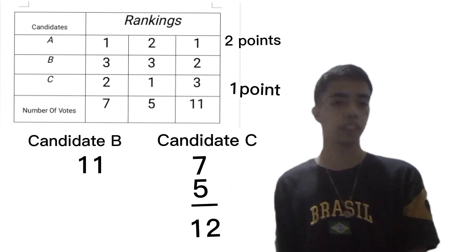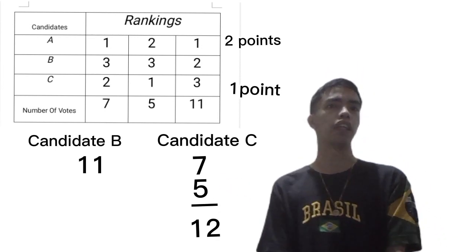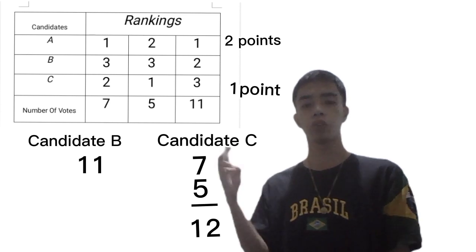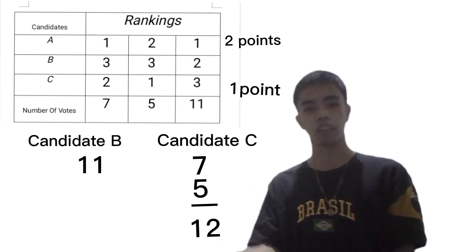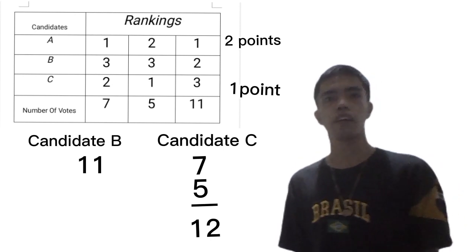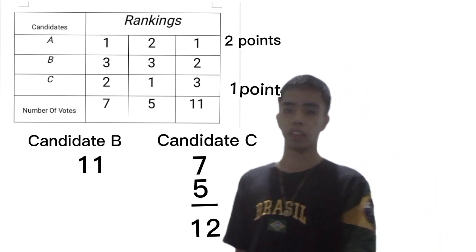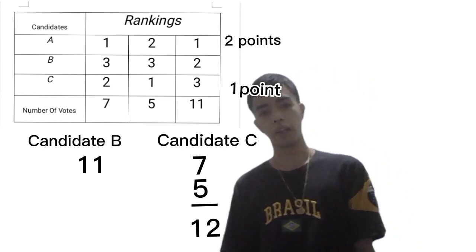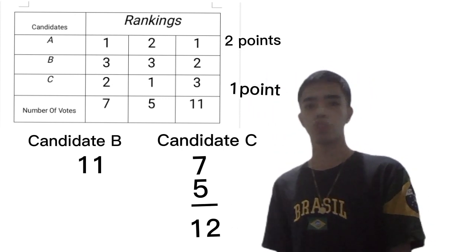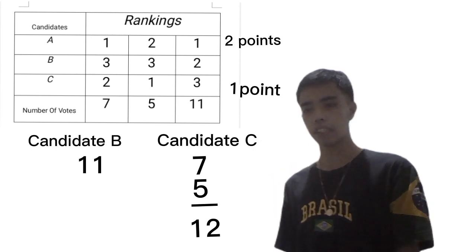But that doesn't change anything because candidate A already got 2 points while candidate C got 1 and B got none. So the winner of the voting in my example here is candidate A, who got 2 points. So yeah, that's it.